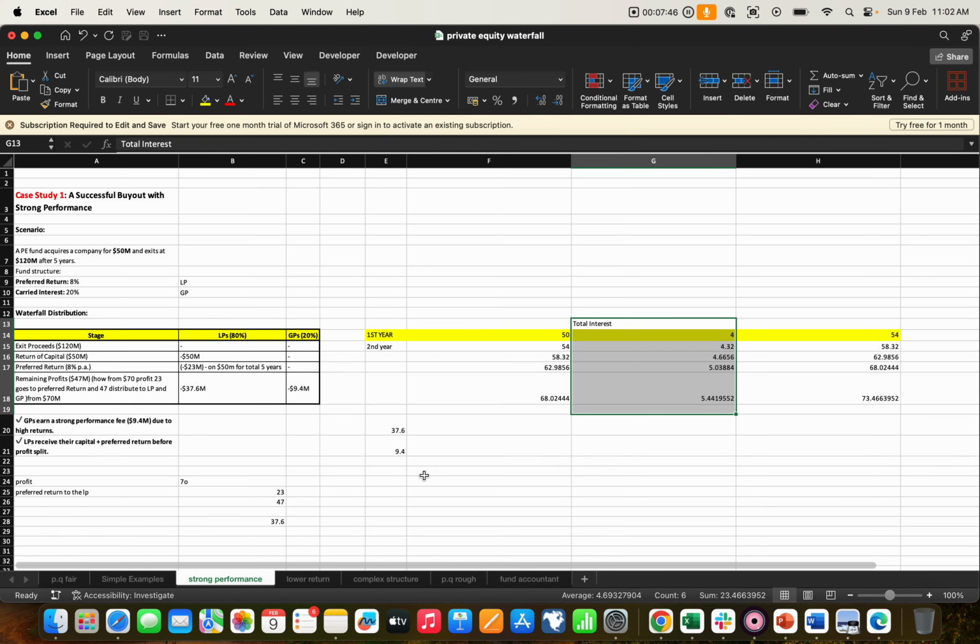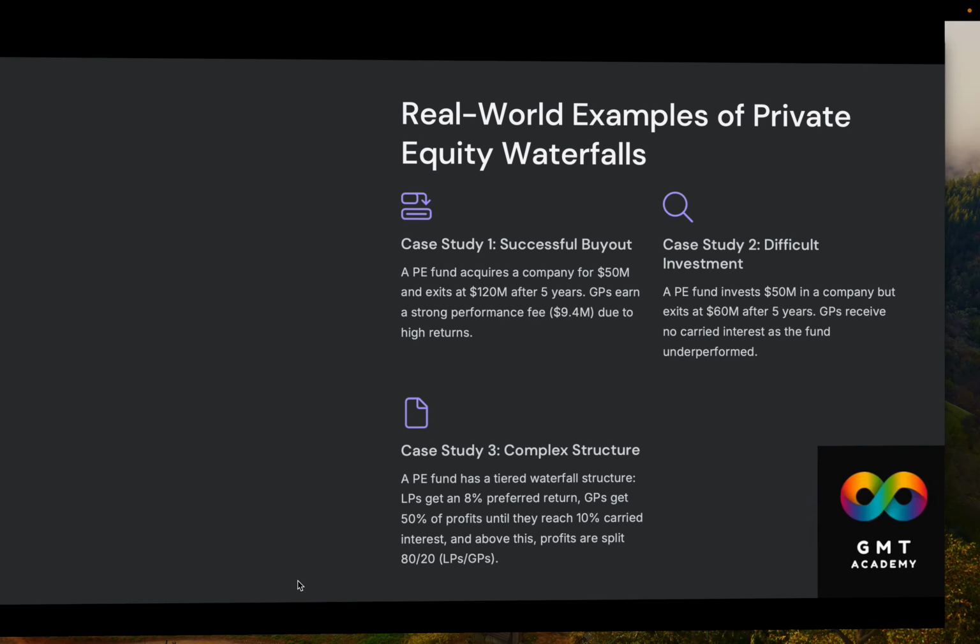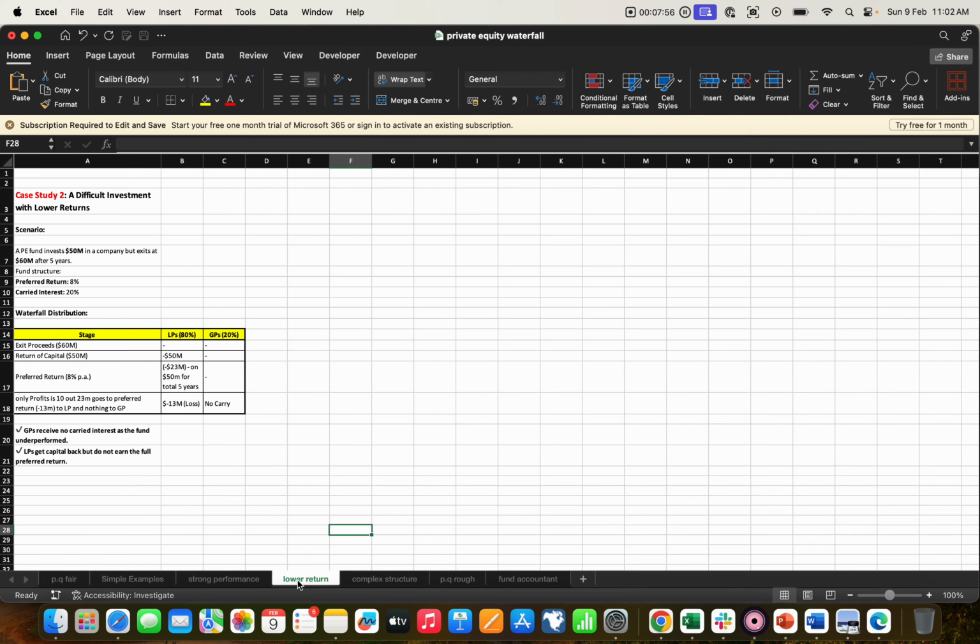So how it gets distributed, and who gets a benefit and who does not, we'll discuss in this. We refer to a difficult investment as a lower return. In this scenario we already discussed, they invest 50 million for 5 years, and 60 million they get after 5 years. So preferred return goes to the LP and the carried interest goes to the GP. So distribution is the exit process.